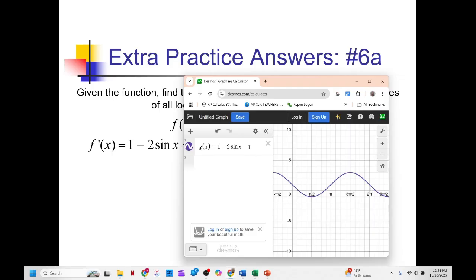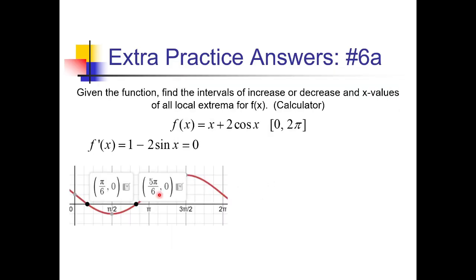Now clicking on my function and clicking on the gray dots that come up, I see that I have an x-intercept at pi over 6 and also at 5 pi over 6. And there's one past 2 pi, but we don't care because that's outside the interval. Alright, so here is the picture I just drew. And now we notice again that pi over 6 and 5 pi over 6 are our critical values.